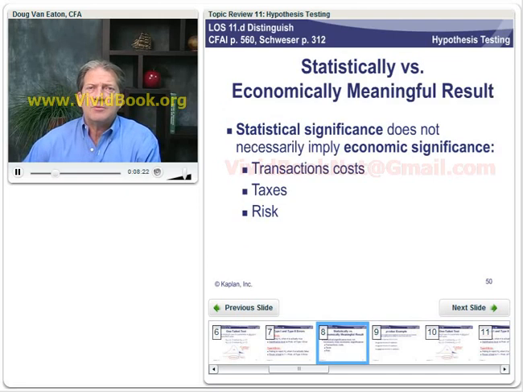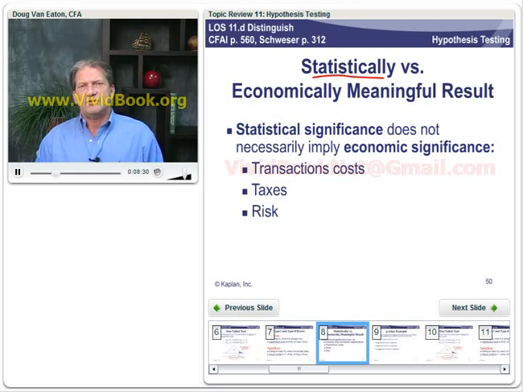Now, our learning outcome statement here, we need to talk about statistically versus economically meaningful results. Well, a statistically significant result is based on our standard error, the standard deviation of our test statistic, how far away it is, how many standard deviations we are away. And if we have a lot of data and our test is structured carefully, we can get statistically meaningful results even when these differences are not economically meaningful.